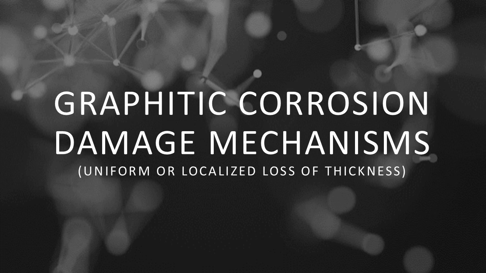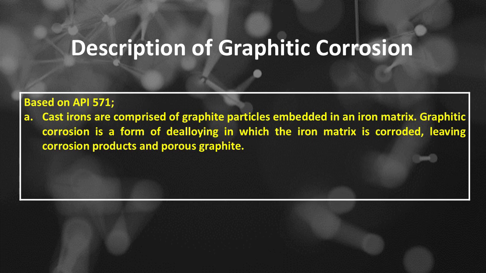Graphitic corrosion damage mechanisms as a part of uniform or localized loss of thickness. Description of graphitic corrosion based on API 571, Number A. Cast irons are comprised of graphite particles embedded in an iron matrix. Graphitic corrosion is a form of dealloying in which the iron matrix is corroded, leaving corrosion products and porous graphite.